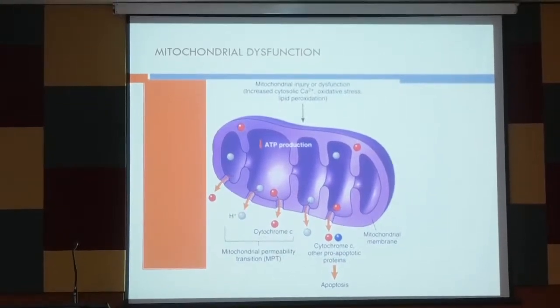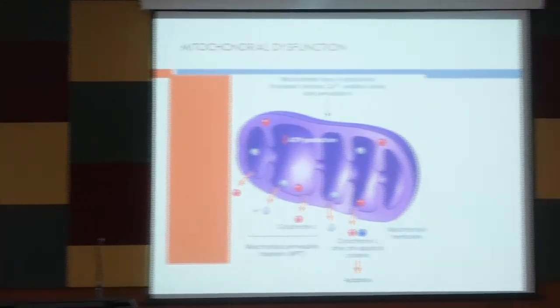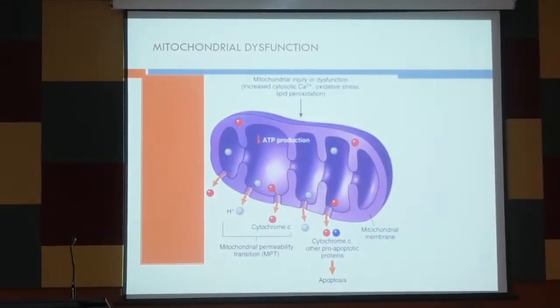If they are released into the cytoplasm, they can cause cell death. Caspases are involved in apoptosis. Okay. So one is this: when there is any injury to the mitochondrion, this is the mitochondrial membrane, and because of injury, certain pores form. These are called mitochondrial permeability transition pores, MPT.